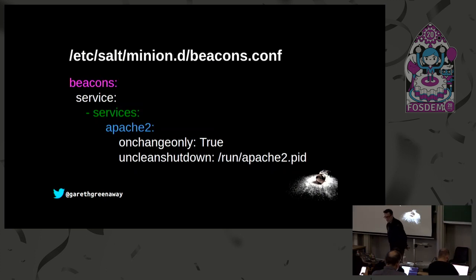So here's an example of a basic beacon config. Here we're using, again, basic YAML beacons, and we're monitoring a service, in this case Apache 2. And we want to do it only on changes. So if it monitors and sees that it's running, and then sees it stop, it will only fire that event in that case, and only if the Apache 2 PID is still existing in that directory.